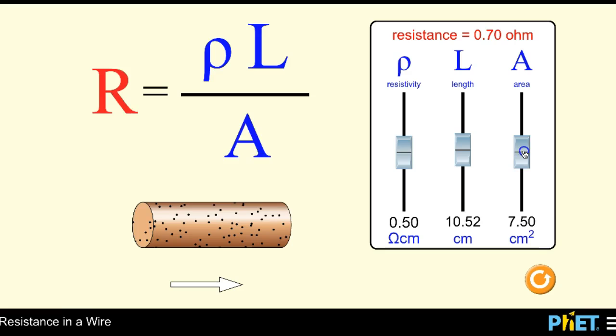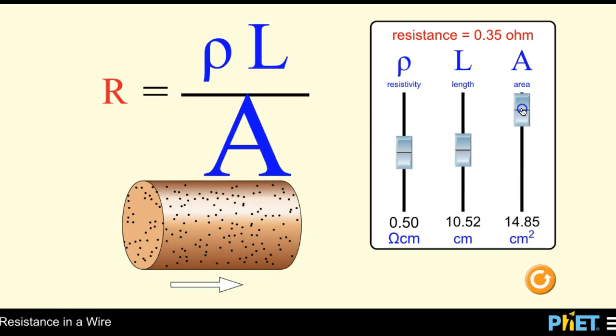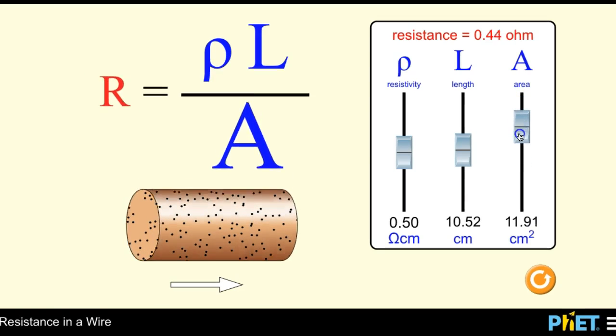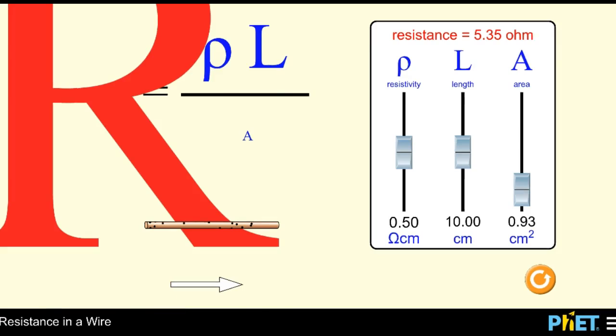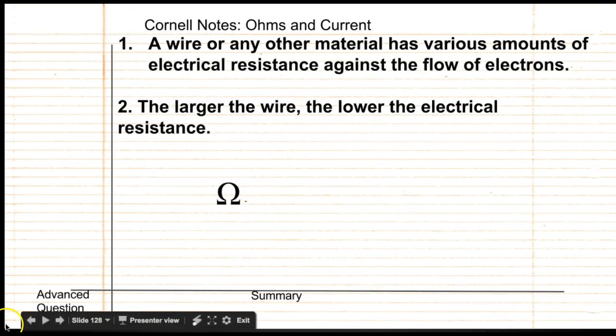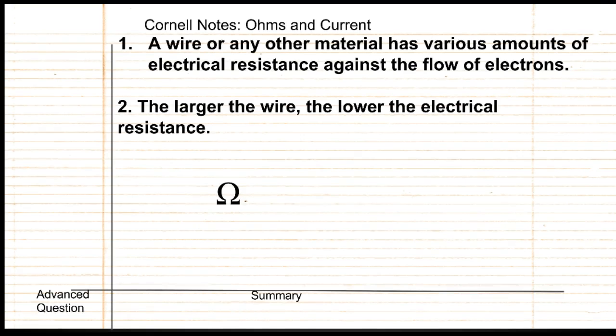Area also plays a role. So if the wire is thicker, there is less resistance. If the wire is thinner, there is more resistance. Alright, so for number two, write the larger the wire, the lower the electrical resistance. And also the length and the size or the area affects the electrical resistance. Come up with your question for two.